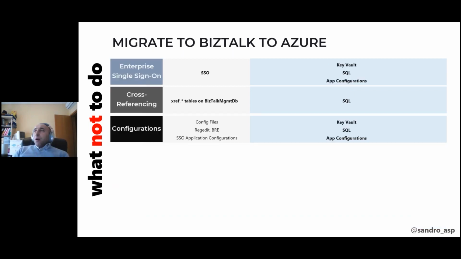Okay, SSO, to keep the secrets of BizTalk. We have Key Vault for that. You can use SQL, of course, and we have, in some cases, App Configuration. So we have a lot of services that can act the same.